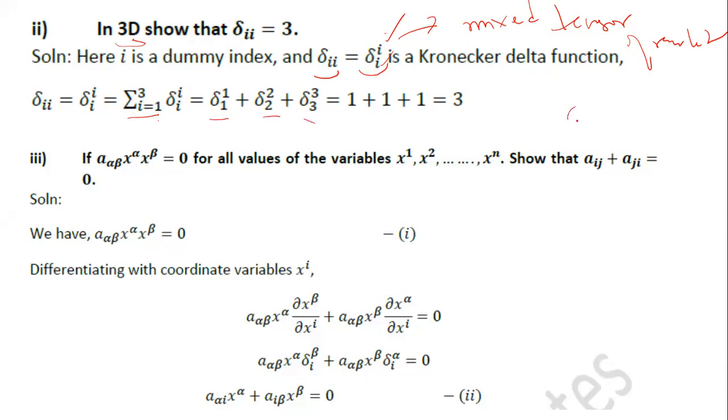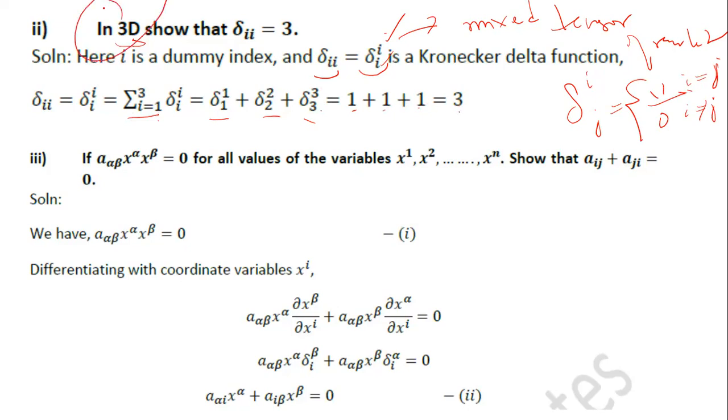So delta 1 1, delta 2 2, delta 3 3. You know that in a Kronecker delta ij, this is 1 if i is equal to j, and this is 0 if i does not equal j. So here in this case, this index is 1, this index is 1. So 1, 1 means this quantity is 1. 2, 2 means this quantity is 1. 3, 3 means this quantity is 1, because the contravariant index and the covariant index are identical in this case, right? So 1 plus 1 plus 1 is 3.